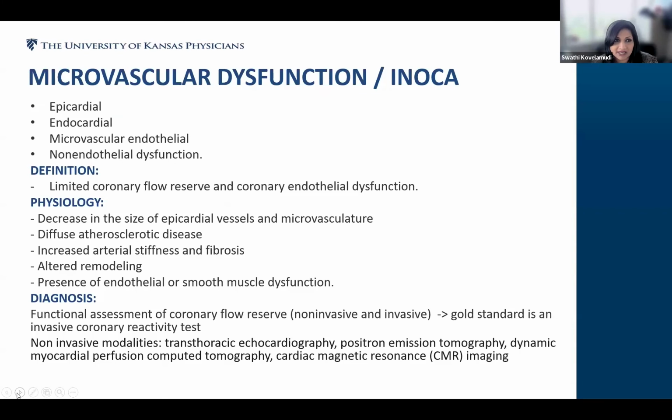So what is microvascular dysfunction? It can involve either the epicardial microvasculature or the endocardial microvasculature, and it can involve either endothelium, or there's sometimes non-endothelial dysfunction as well. It happens because there is a decrease in the size of epicardial vessels. They can have increased stiffness and fibrosis, and they can have smooth muscle dysfunction.